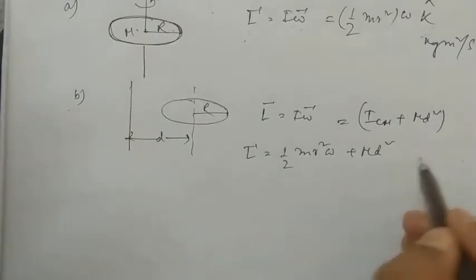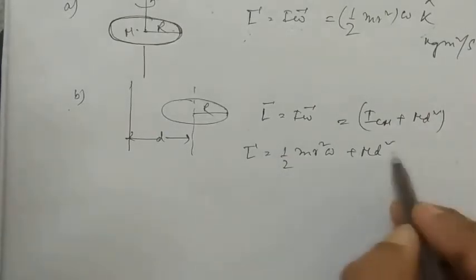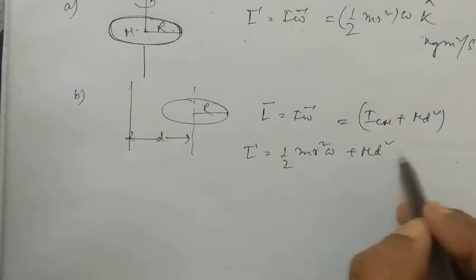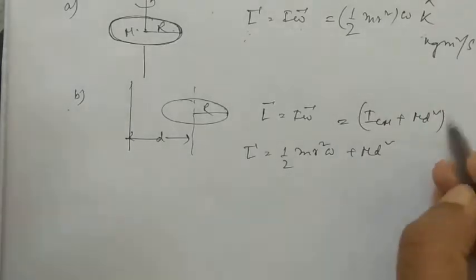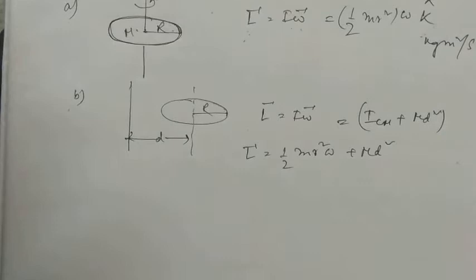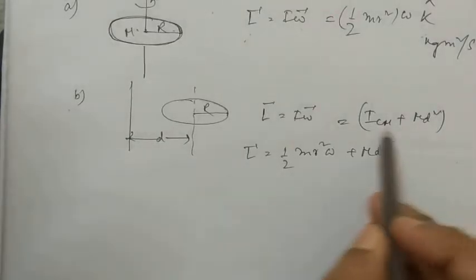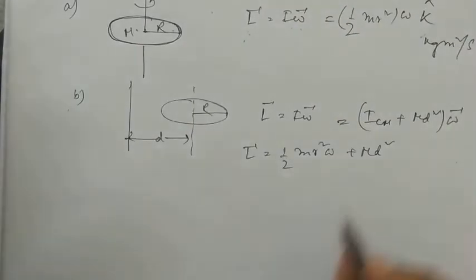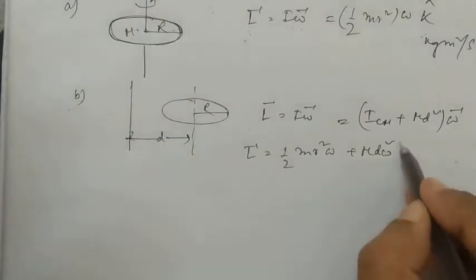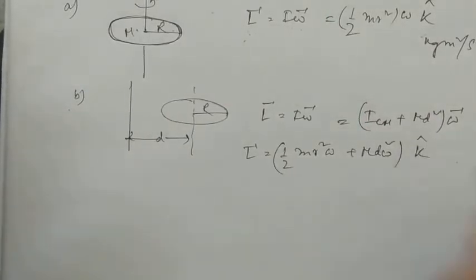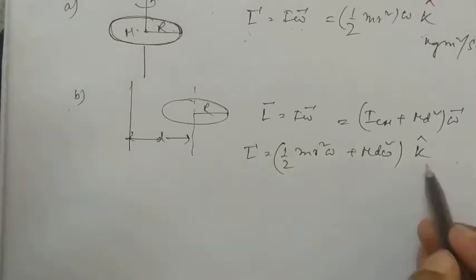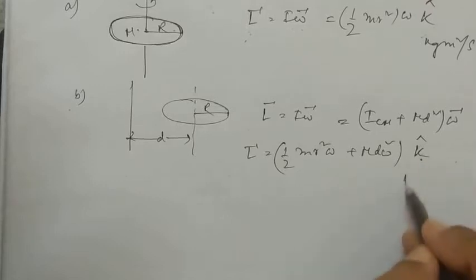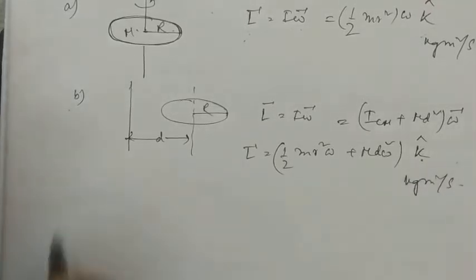Not m d square, it will be, the center of mass has been shifted by distance of d. So I missed out the omega. So omega comes here. So this is the magnitude and the direction is similar as in the previous case, towards the positive z axis. So we have multiplied with the k unit vector, plus k. This is also kg meter square per second.